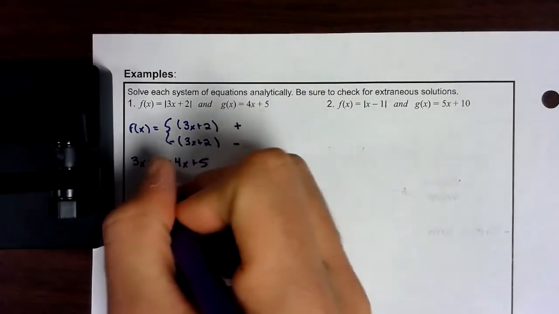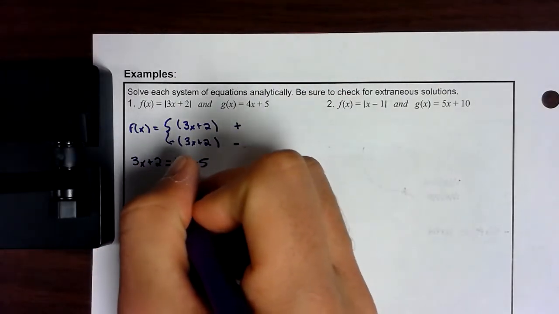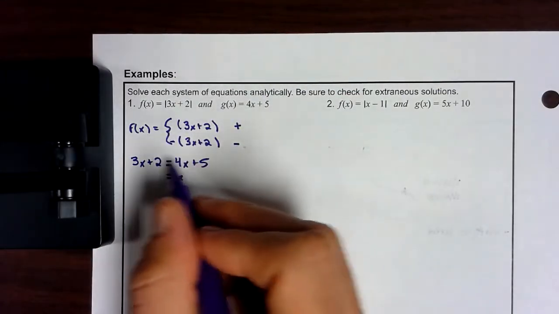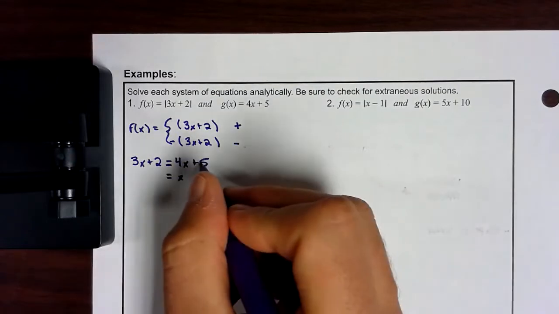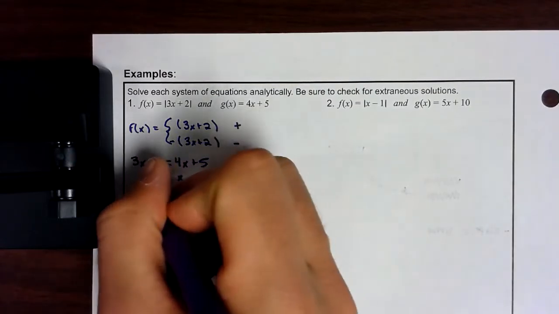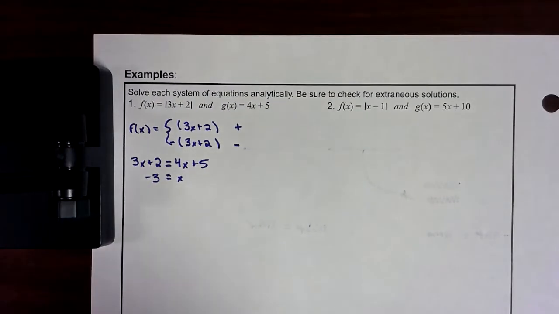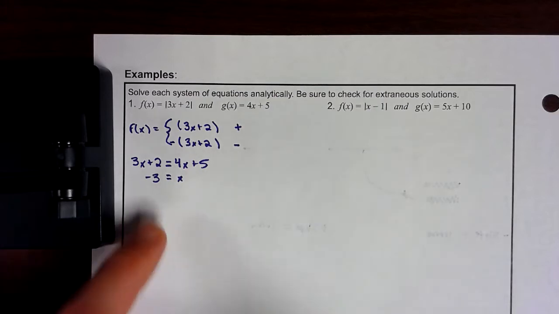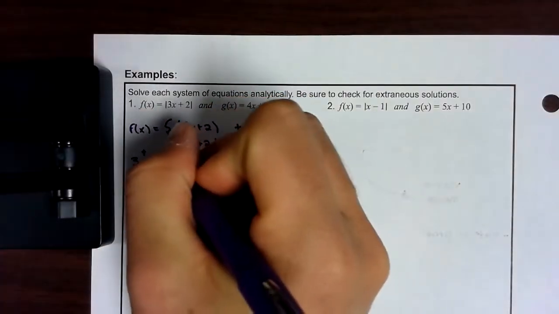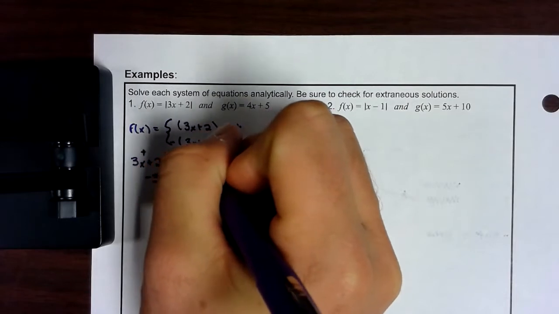So let's do that real quick. I can subtract 3x to get 1x, right? 4x minus 3x is 1x. I can subtract 5 from 2 to get negative 3. So I get one x value of negative 3. It might be a solution, it might not. We need to check that, which we'll do in a second. So this was me setting my positive branch equal to the linear equation.